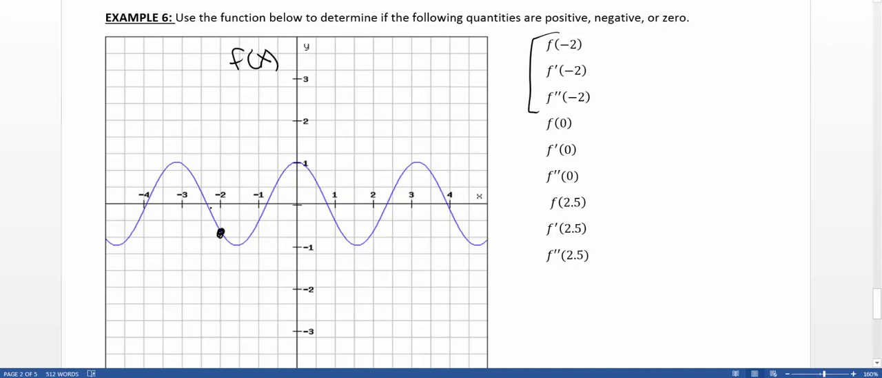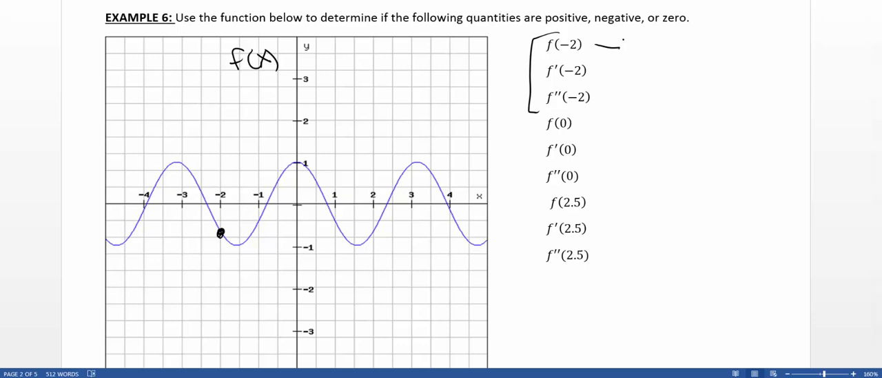So that's the point at negative 2. So f of negative 2 is the y value when we plug in the x value of negative 2. So we're just trying to determine if the function is above or below the x-axis when x equals negative 2. That y value is going to be negative because it's below the x-axis. So f of negative 2 is negative.